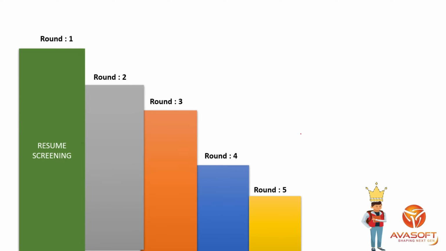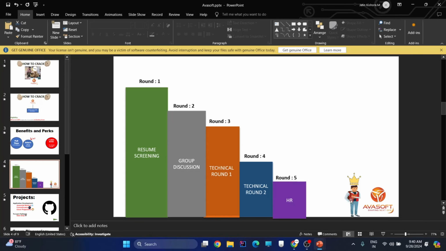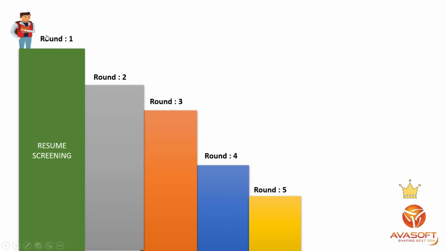Then we will have about 5 rounds, and we will discuss each round in each part. So if you need to get a place in Avasoft, we'll start with the first round. The first round is resume screening.